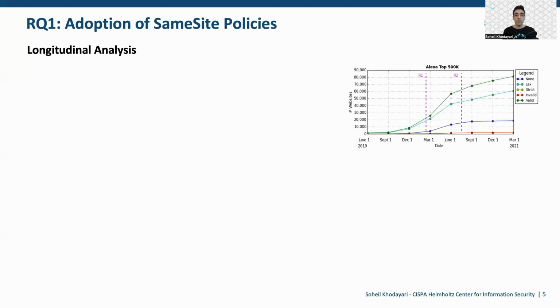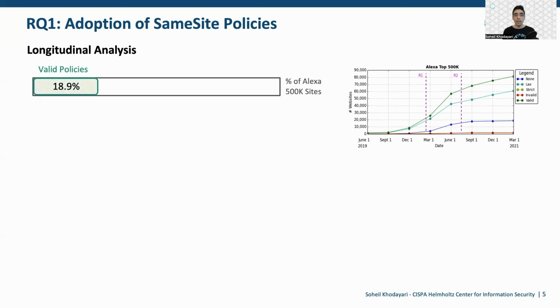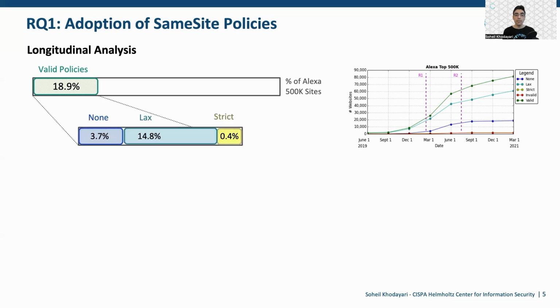Starting with the first research question, we conducted a longitudinal analysis of same-site adoption on Alexa 500,000 sites, where we performed 8 crawls on Internet Archive from June 2019 to March 2021 with a 3-month interval between the crawls. And we found that around 18.9% of the sites adopted a valid policy, of which 3.7% disabled the same-site protection using the none policy, and the rest rely on stricter policies like lax and strict. Interestingly, we observed that the fraction of sites using the none policy increases with sites' popularity to up to 18% within the top 1K ranking.